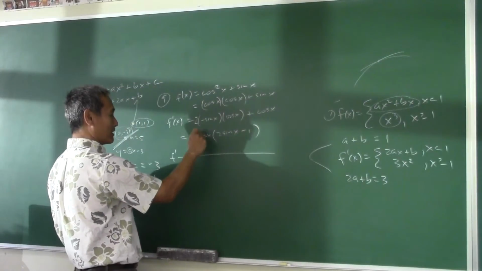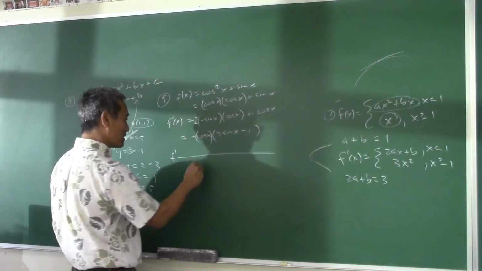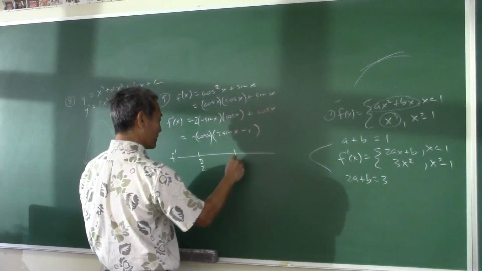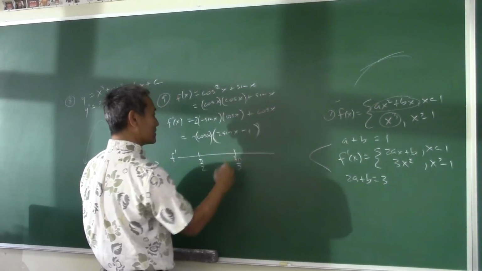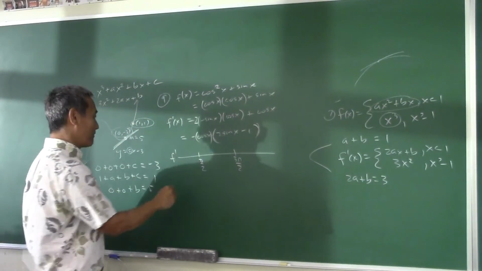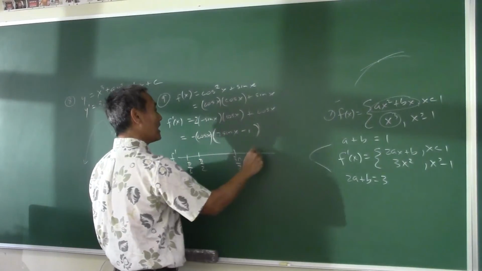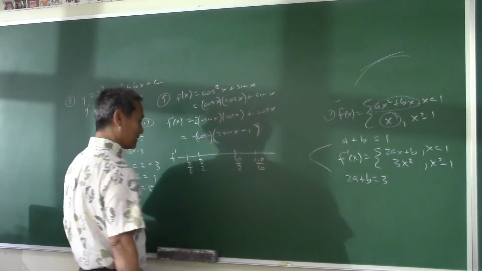What makes this factor 0? When is cosine x equal to 0? Pi over 2 and 3 pi over 2. When is this factor 0? When is sine x equal to a half? And that would be pi over 6 and 11 pi over 6.